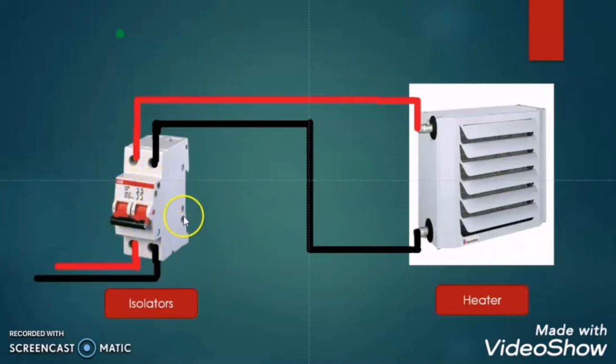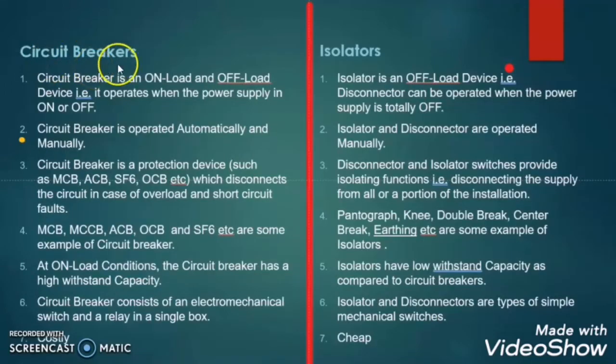In order to operate the isolator, we need to go near to the isolator to turn it off. But as I told you in my first case, before turning it off or on, we have to make sure that the current in the load is zero, or there is no load running at the time of operating the isolator.